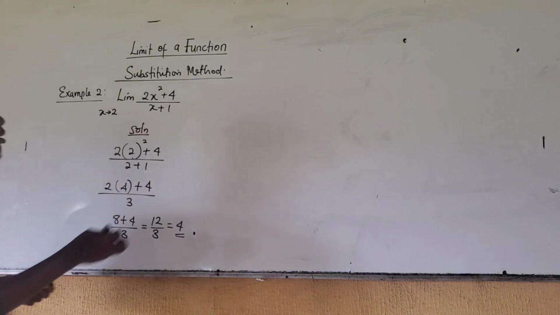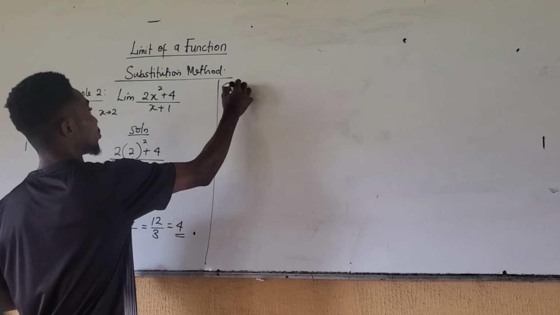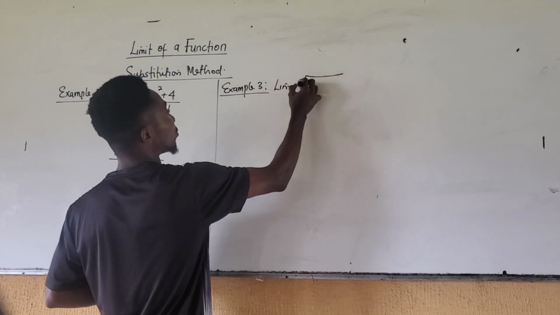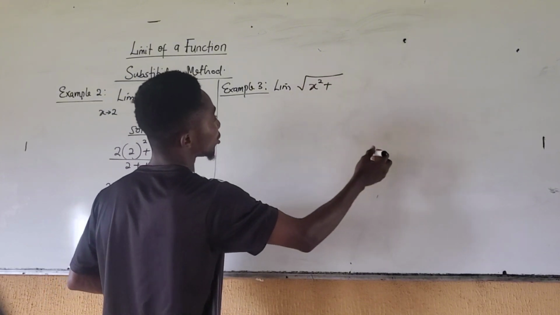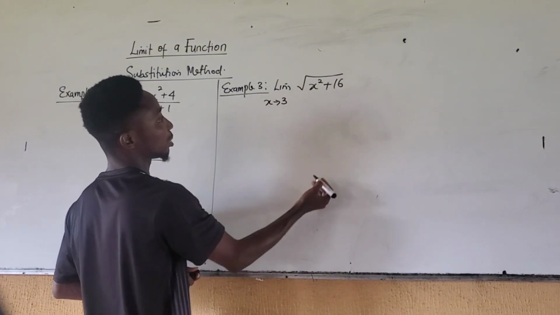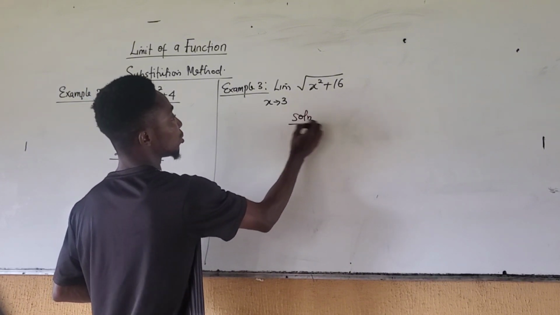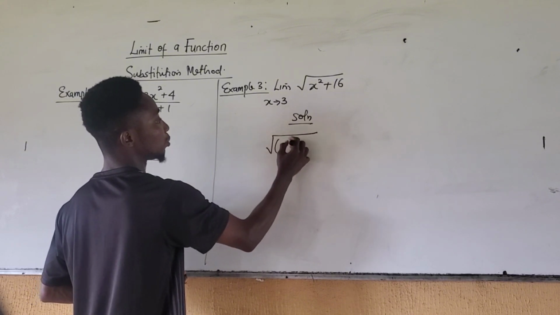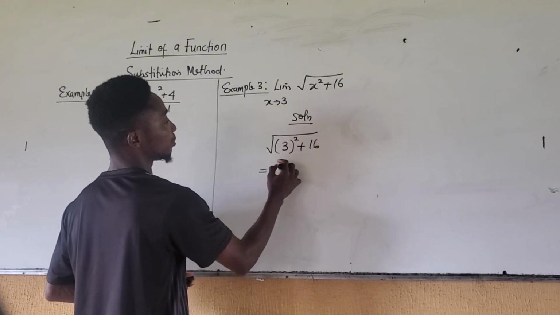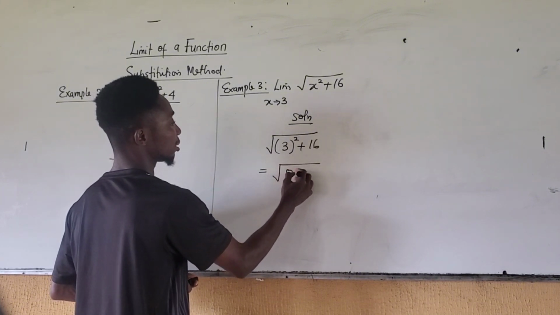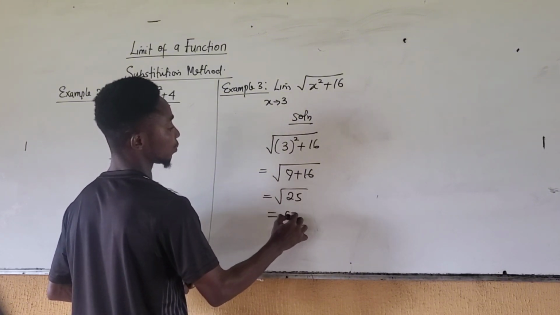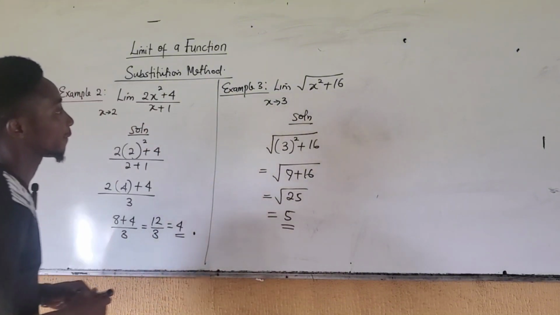We can take another example. Example 3: let's say the limit of root of x squared plus 16 as x tends to 3. So solution: where you see x, replace with 3, all squared plus 16. So this becomes 3 squared, which gives us 9, plus 16. 9 plus 16 is 25, and the square root of 25, our answer is 5.